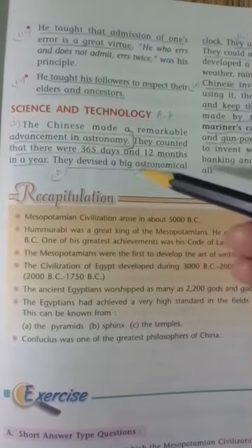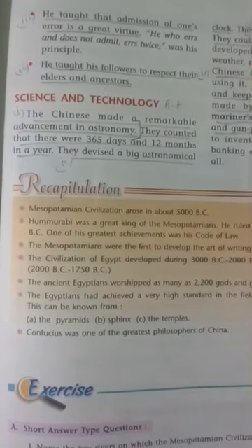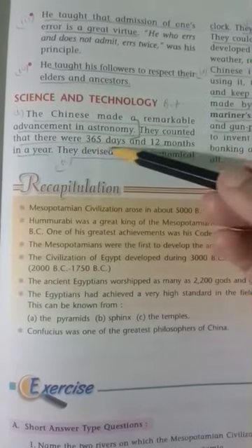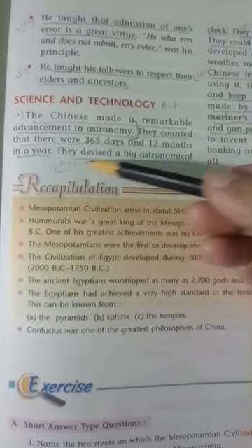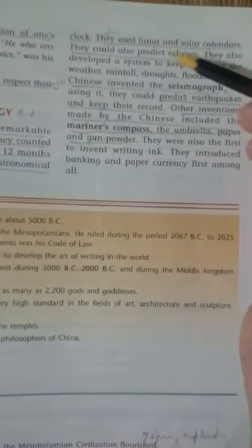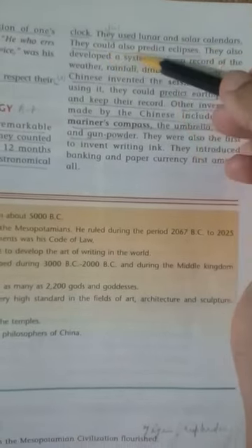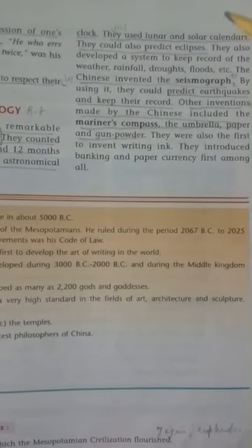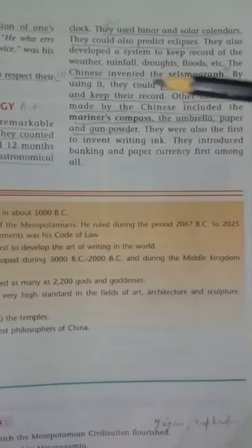Then what kind of science and technology existed in China? The Chinese made a remarkable advancement in astronomy. Astronomy, I already told you, is the study of celestial bodies. They counted that there were 365 days and 12 months in a year. They devised a big astronomical clock. They used lunar and solar calendars. They could also predict eclipses, solar and lunar eclipses. These eclipses were also predicted by the Chinese people.